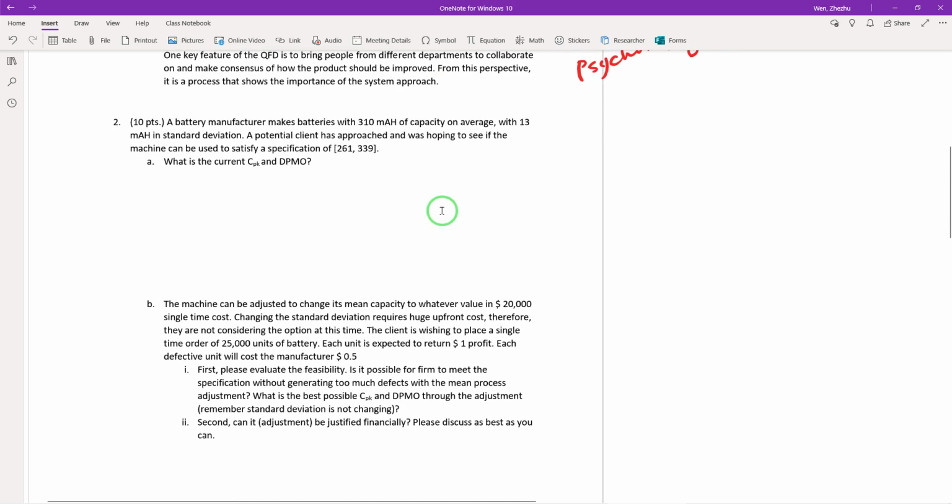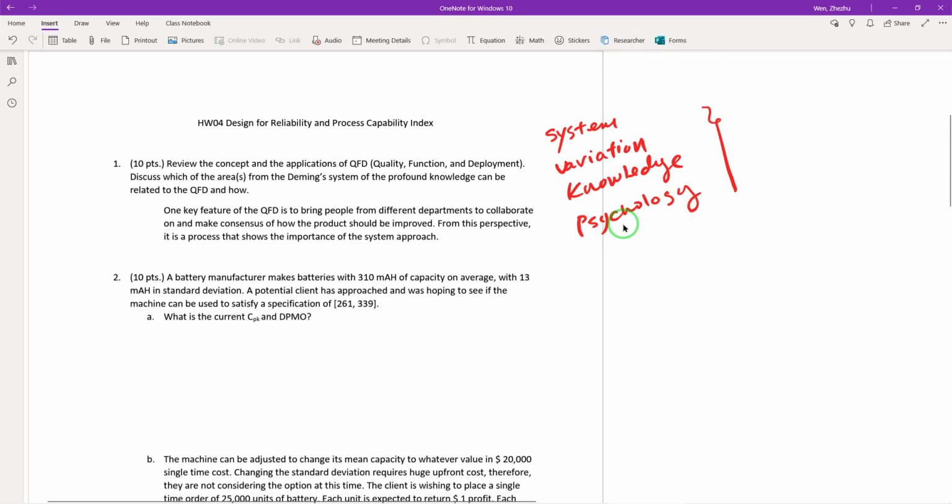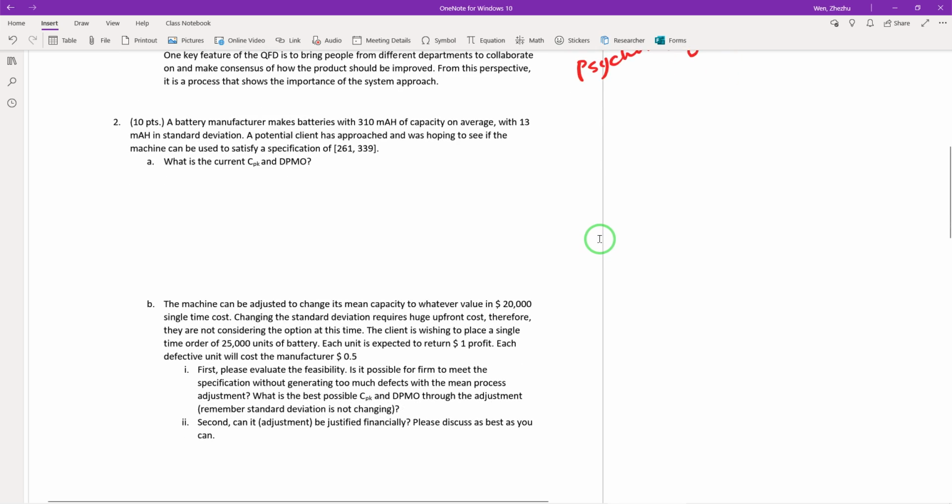Okay, so question number 2. Okay, maybe I didn't finish this part. So I thought that the QFD is neat because it brings different people, different backgrounds, different expertise together to come up with an optimized plan of improvement. Okay, so from that perspective, I can say that QFD can be linked to the system perspective, instead of a siloed perspective or approach.